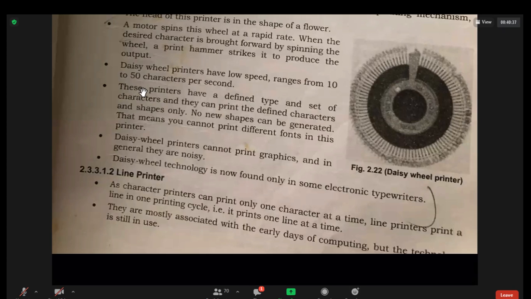These line printers, like even inkjet rather than laser, even today we could find some inkjet printers where people are using them.